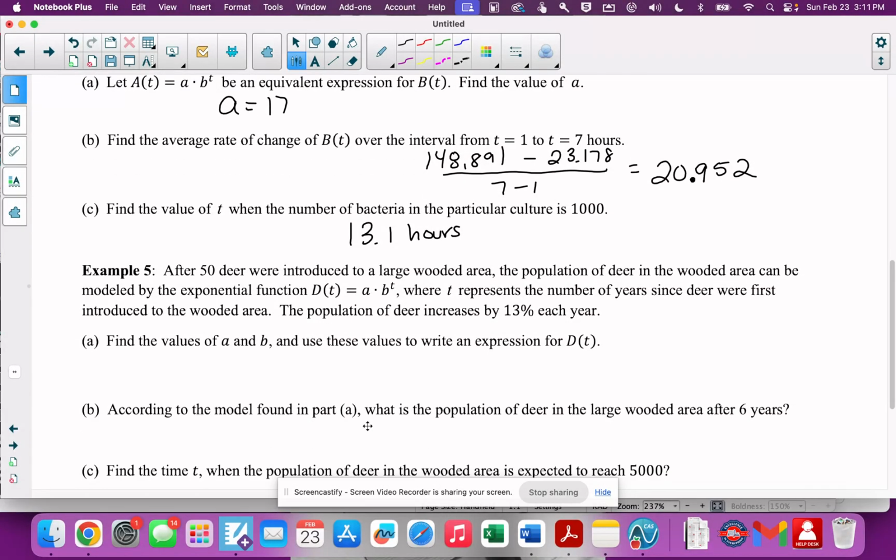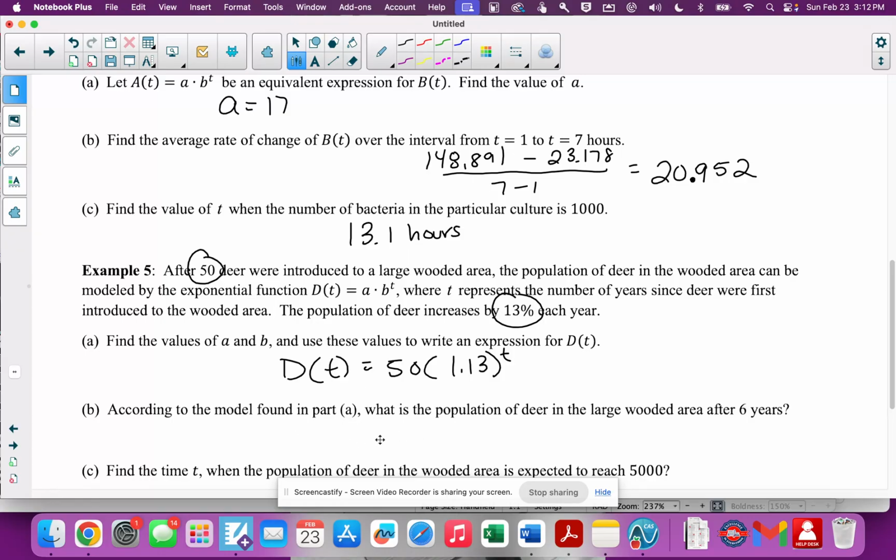All right, so for the last one, again, very, very basic, although we will be using the calculator for this one too. Okay, so find the values of A, B, and use the values to write an expression. Well, A is just your initial value. That's 50. If it's increasing by 13% every year, this is going way back to Algebra 1 as far as writing exponential growth. So the actual function would be 50 times 1.13 to the t.